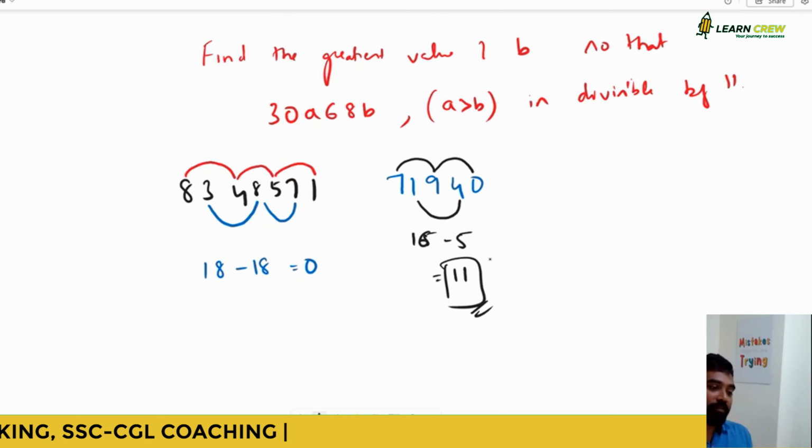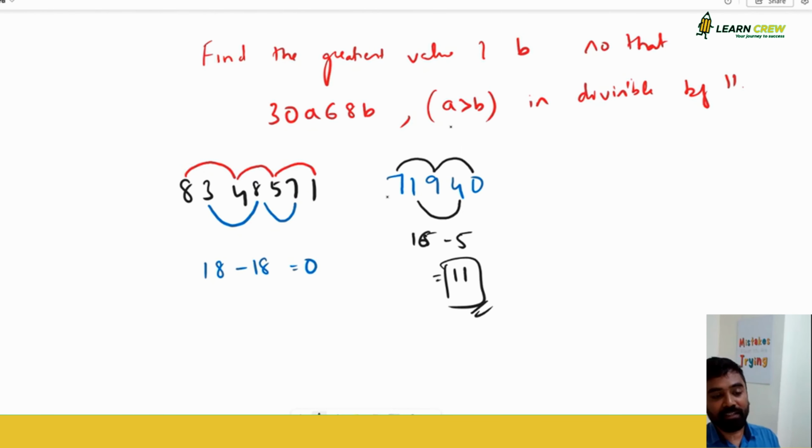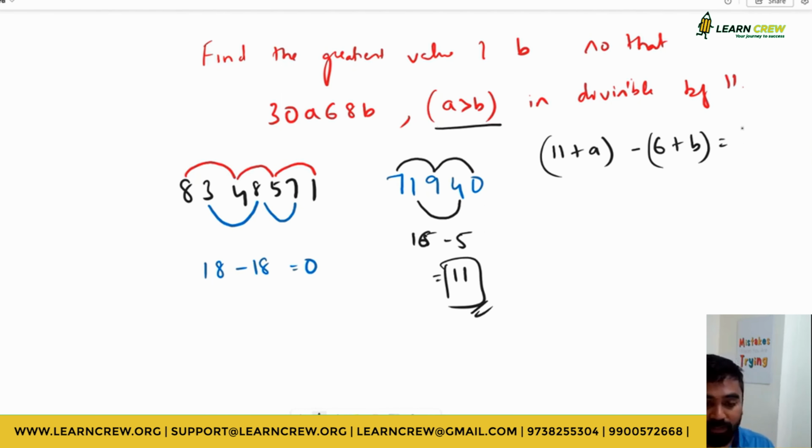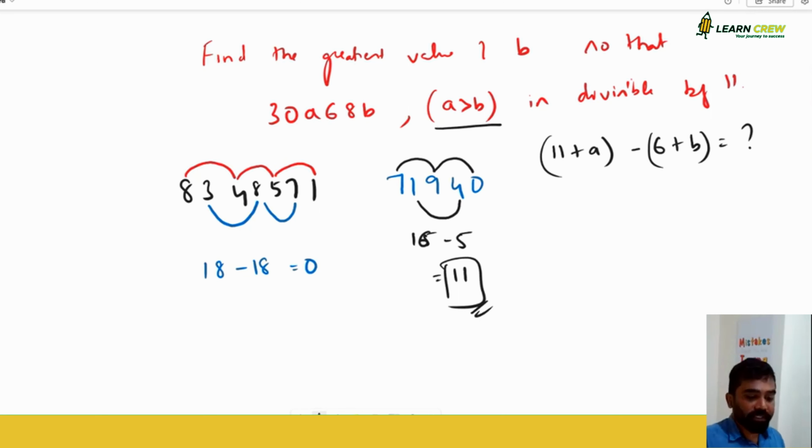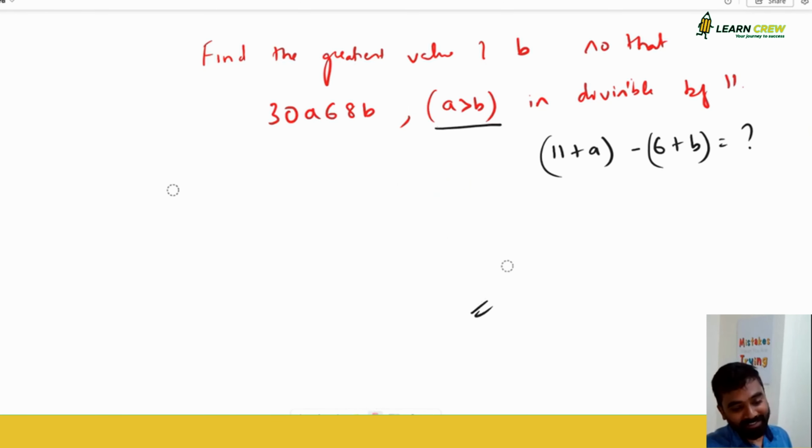Fine. Now the given number is 30A68B. They are asking, it is divisible by 11, and they are telling A is greater than B. In that case, they are asking you to find what is 11 plus A minus 6 plus B equal to 0. What is this value they're asking? Give it a try, and after that I'll help you. This is the most famous question debated on the internet. What is the value of A and B?